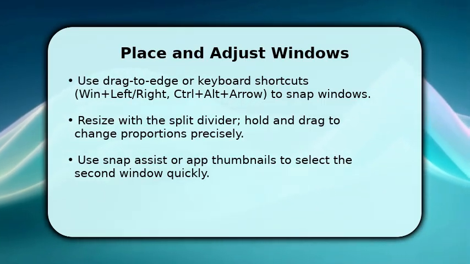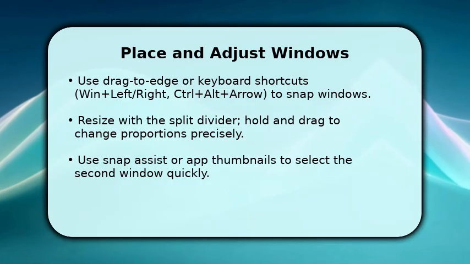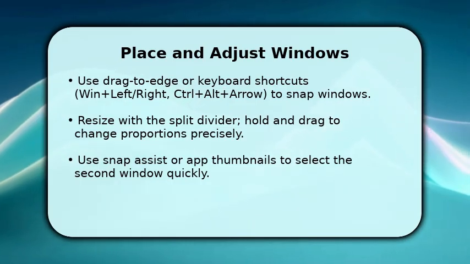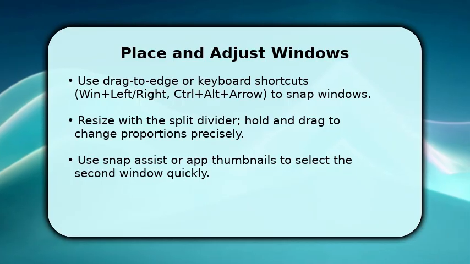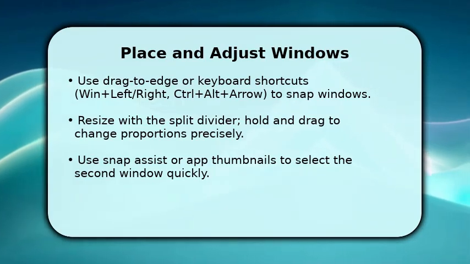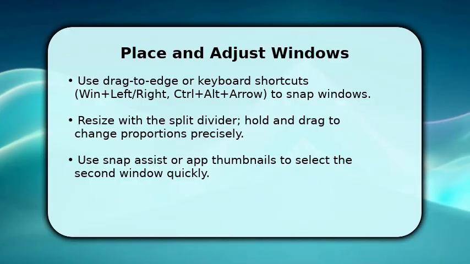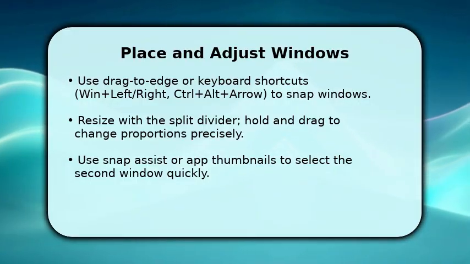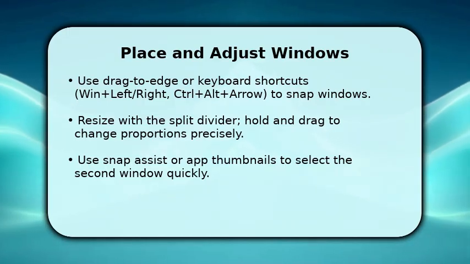After both are present, adjust the divider. Click and drag to set exact proportions, making sure important UI elements remain visible. If an app won't snap, try restoring and maximizing first. Sometimes a quick minimize restore fixes snapping behavior, allowing you to finish the split cleanly.